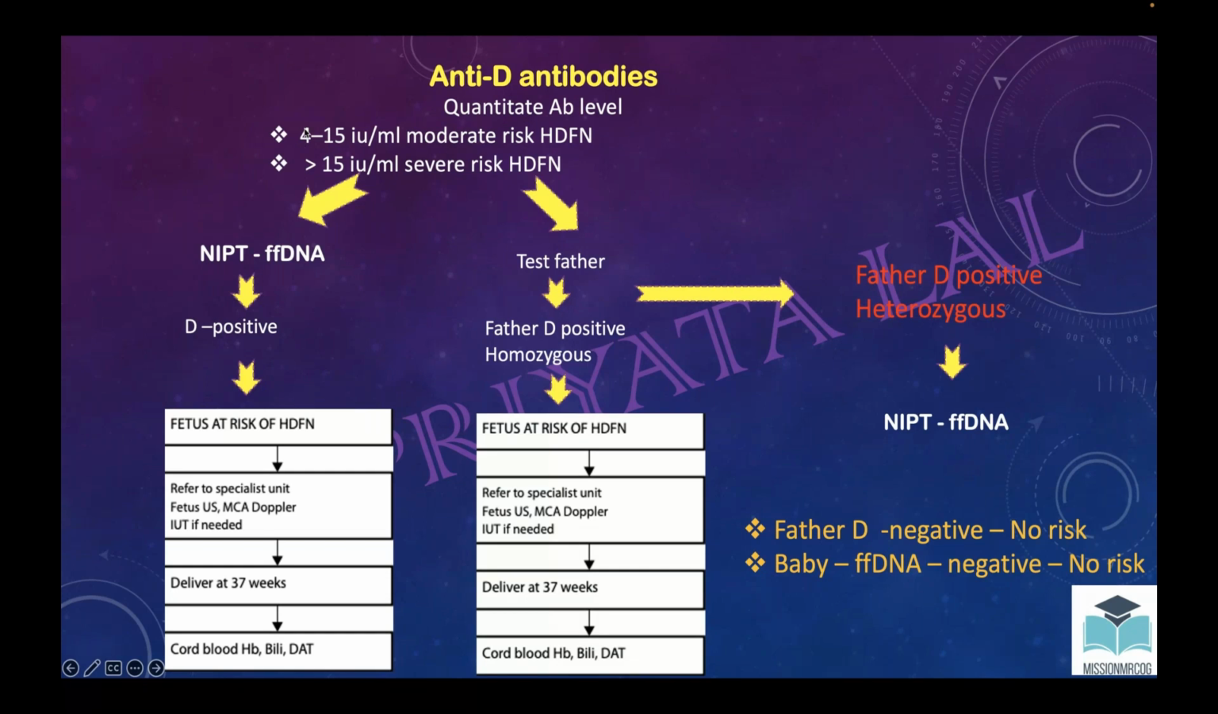So what will be the job? First of all, we want to know the status of the father. There could be two possibilities: the father could be D positive, homozygous or heterozygous. If the father is homozygous, that means the baby will be at risk. In that situation, monitoring will be done, referral to the fetal medicine unit will be done, delivery by 37-38 weeks, and cord bloods.